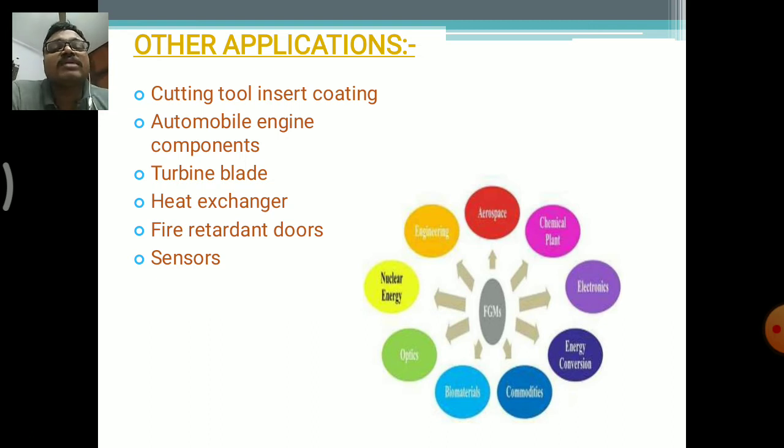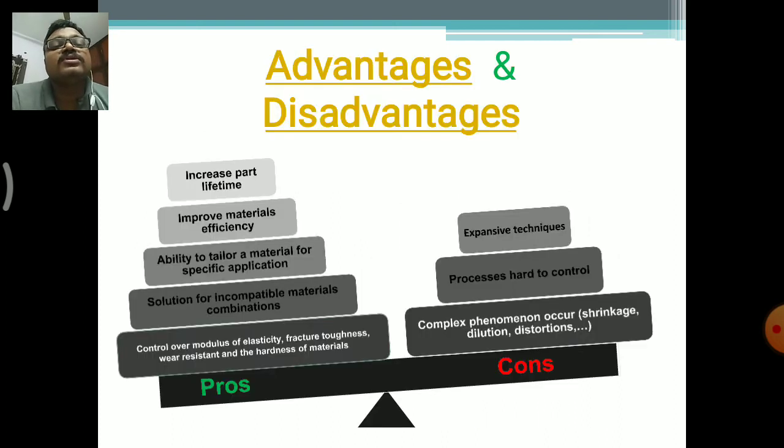Next are turbine blades, heat exchangers and fire retardant doors, and the last one is sensors. These sensors are used in traffic lights and other traffic signals, and for the navigation of keys. Next we are using it for nuclear energy and engineering, aerospace. So these are all recent modifications in FGMs.